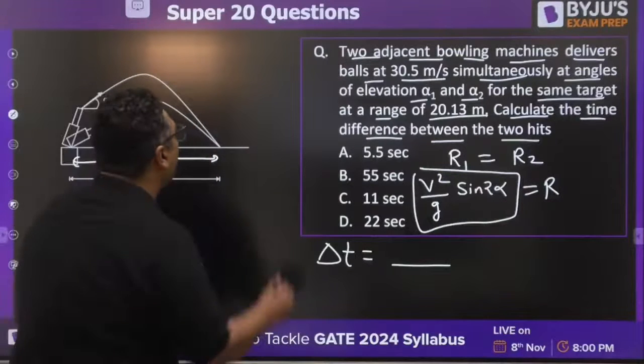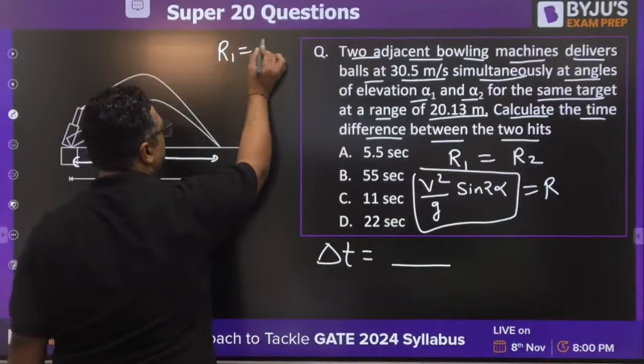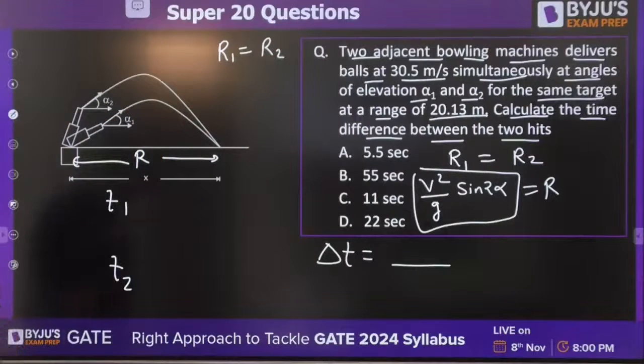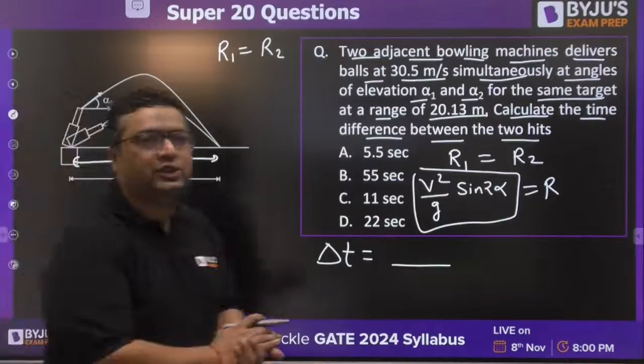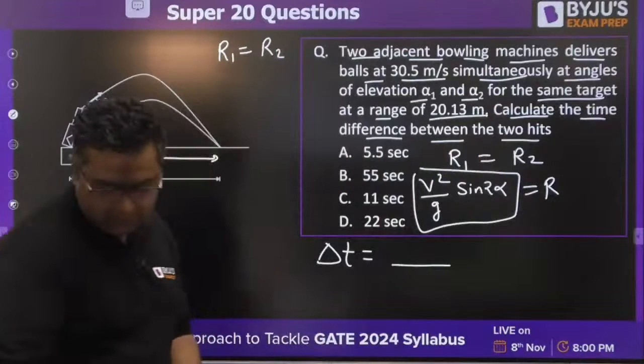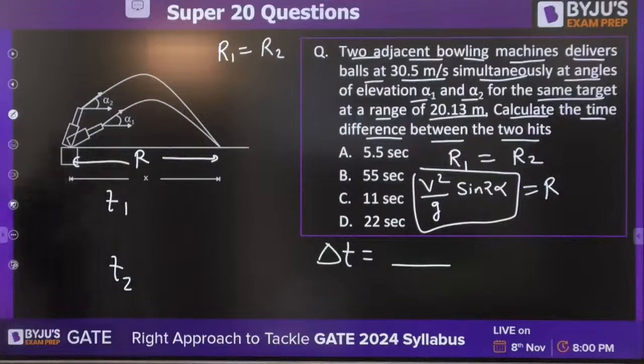So guys, you will equate the ranges, R1 is equal to R2. When you equate, you will get the relation between alpha 1 and alpha 2. So just try to solve it. Let me share the session in the groups.